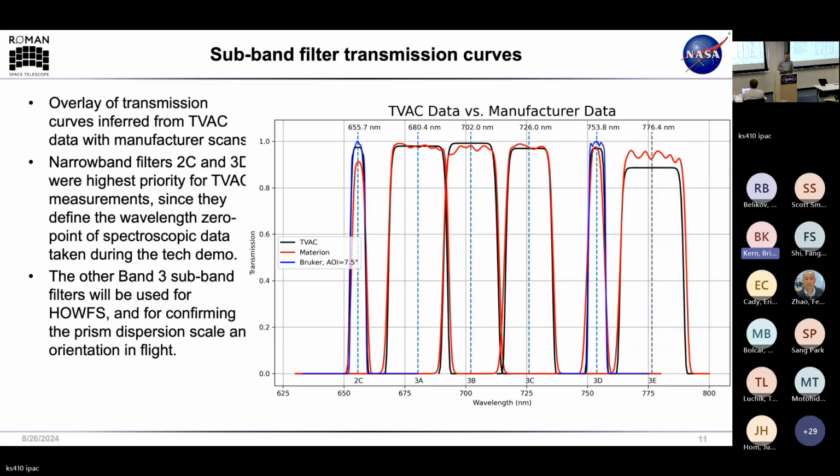We did also try to do as many of the filters as we could. They weren't all critical. We didn't get to all of them, but it looks like we have all the data we need to give us the confidence we need in every narrowband filter we could use. The two key ones really are 2C and 3D for hitting the spectra on the detector on orbit.